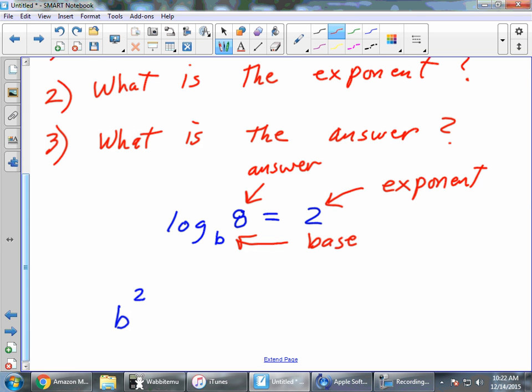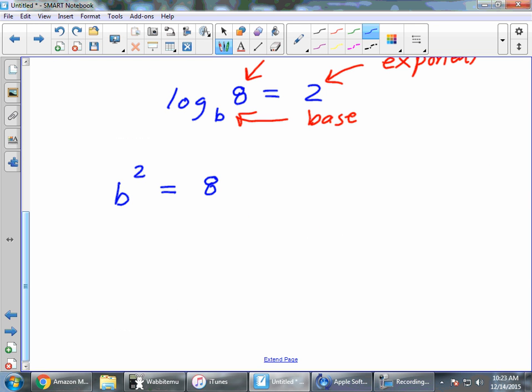Okay, so this is B, Connor, stay with it, B squared equals 8. Okay? B squared equals 8. And again, there are other ways to do it, but let's just go with this, okay? Let's just go with it.